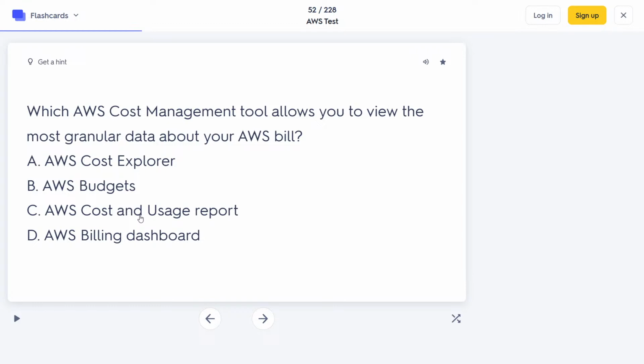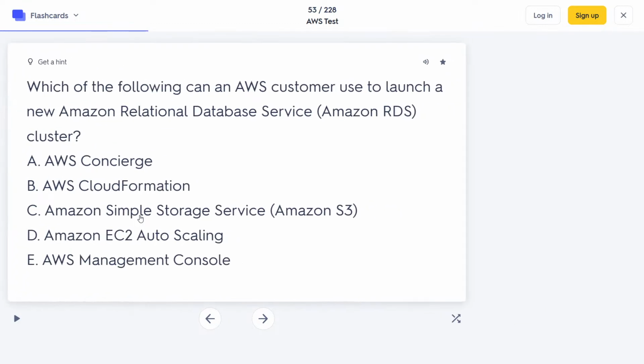Now, which AWS cost management tool allows you to view the most general data about your AWS bill? I will say billing dashboard sounds like it, but Cost and Usage Report also sounds like that, and I will say that is a bit more granular for sure. Option number C. Because the billing dashboard is kind of like, you got a $50 bill for your EC2, $100 for your S3. But Cost and Usage Report might be like, you got 10 cents for this hour for this and that. You know what I'm saying.